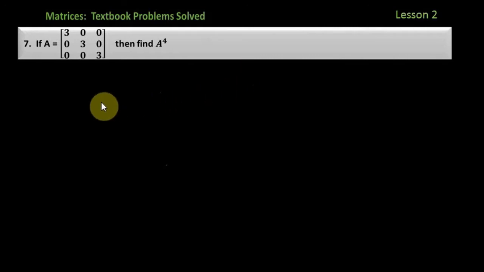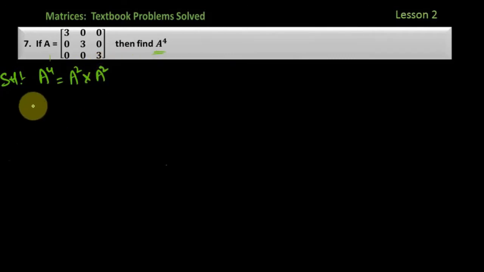Okay, so now we'll start with our next problem number 7. Here he gave a matrix A and he is asking us to find the value of A power 4, right? So see here, A power 4 means this can be written as A square into A square, isn't it? So first I'll find the value of A square. So how to find A square? A square means A into A, isn't it? So I'll do matrix multiplication.